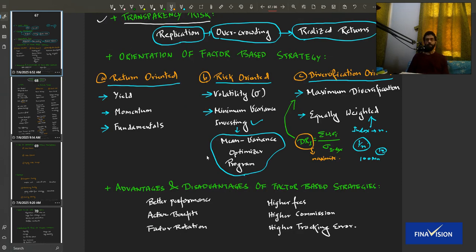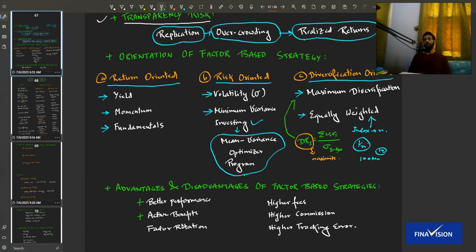Advantages and disadvantages of factor-based strategies. First, let us talk about the advantages. The first advantage can be better performance. Because of the factor orientations and the awareness of the factors that are being targeted, if they are targeted properly, then this can result in better performance. Active return benefits, or active return and risk diversification benefits.